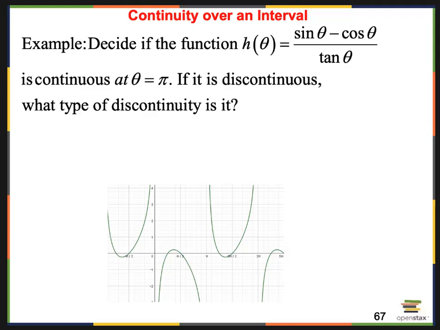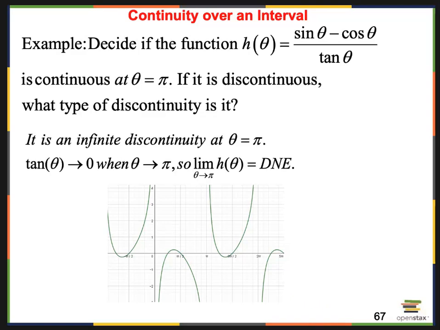So continuity over an interval, let's decide here whether it is continuous on this interval. Of course, graphing is very helpful. Decide if this is continuous at theta equals pi. If it's discontinuous, what type of discontinuity is it?